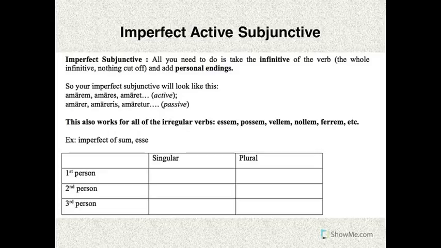So for the imperfect active subjunctive, as you may recall, in order to form this, we need to take the infinitive, and by this I mean the present active infinitive, of the verb and add our personal endings such as m, s, t, mus, tis, nt. This works the same for all of the irregular verbs. And so we get forms like essem, possem, vellem, nollem, and ferrem. And you can see the infinitives esse, posse, velle, nolle, and ferre in these forms.